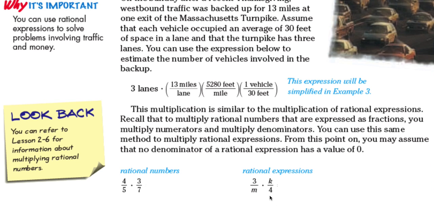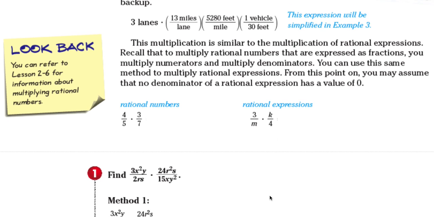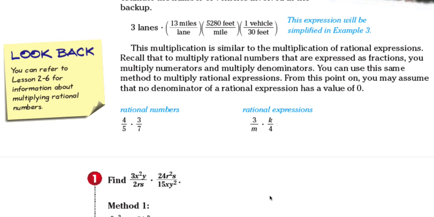Recall that to multiply rational numbers that are expressed as fractions, you multiply numerators and multiply denominators. You can use the same method to multiply rational expressions. From this point on, you may assume that no denominator or rational expression has a value of 0.